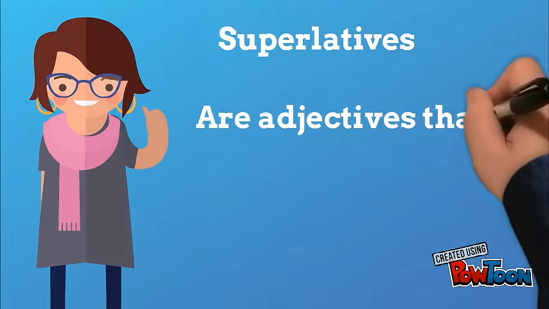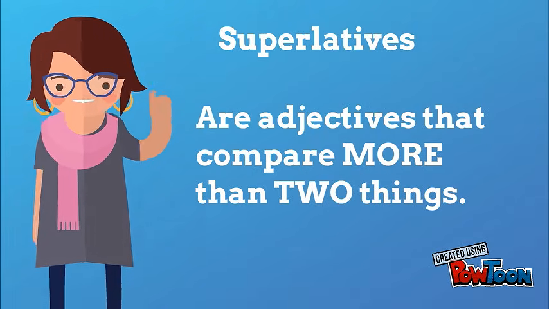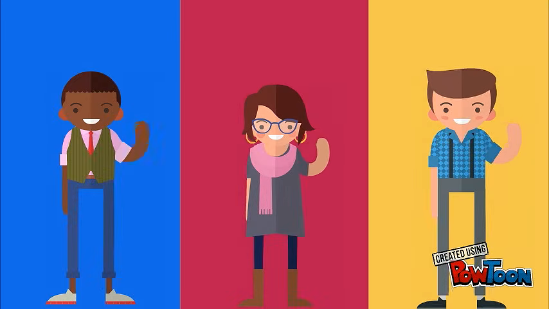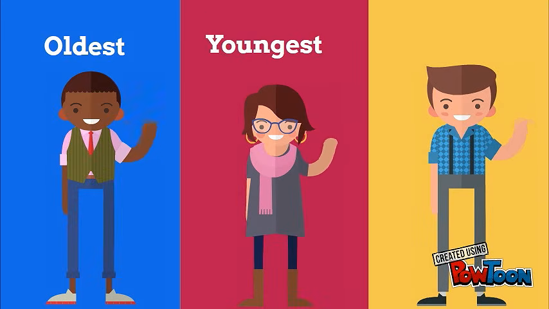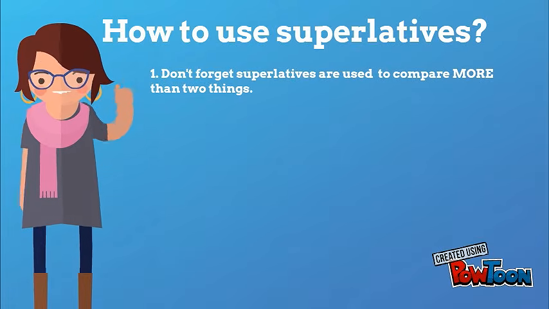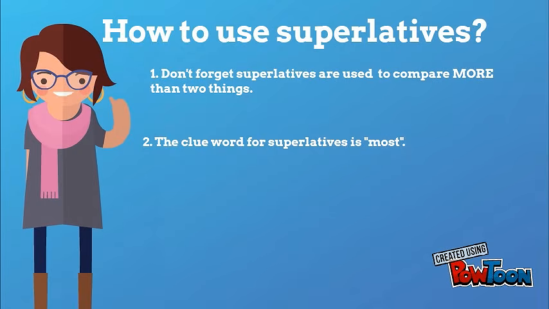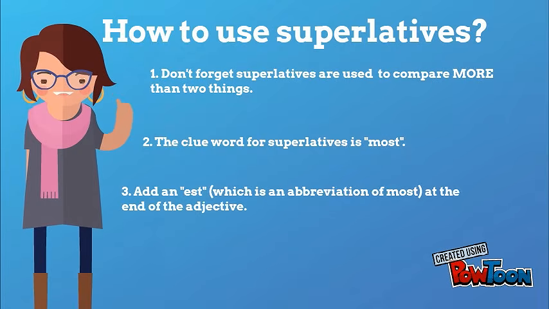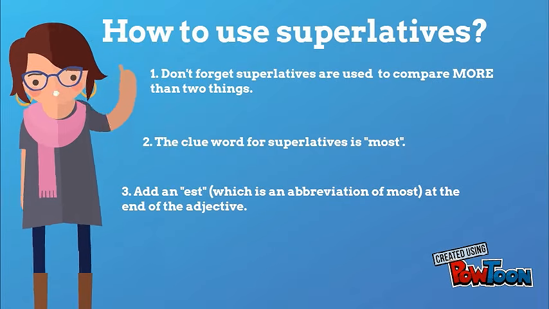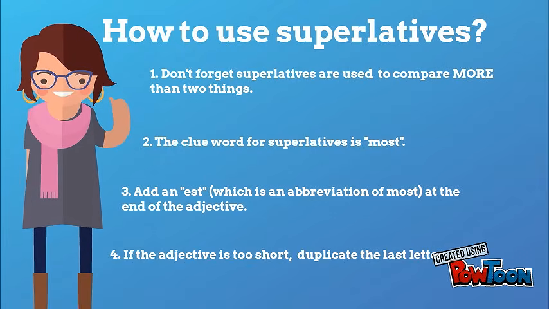Superlatives are adjectives that compare more than two things. Like comparing three people to see which one is the oldest, the youngest, and the tallest. How to use superlatives? First, don't forget superlatives are used to compare more than two things. The clue word for superlatives is must. Add an EST, which is an abbreviation of must, at the end of the adjective. And if the adjective is too short, duplicate the last letter.